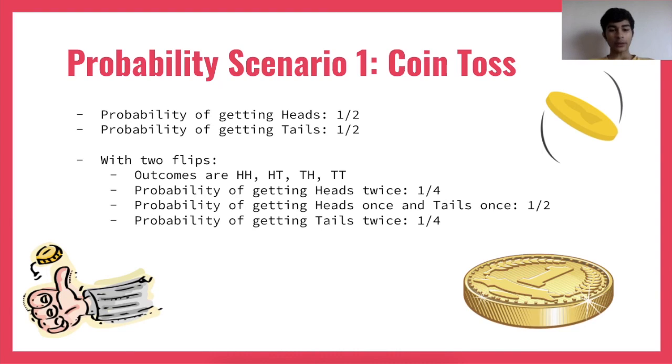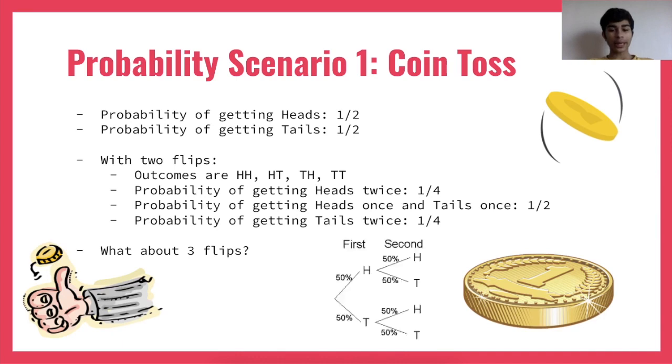But out of these 4 outcomes, the probability of getting heads once and tails once is 1 out of 2 or 50% because out of these 4 outcomes, it occurs twice. What about 3 flips? Try to think about making a tree diagram as shown here, which may tell you each of the different possible outcomes so that you can determine the probabilities.